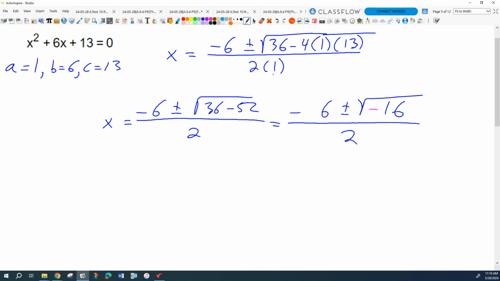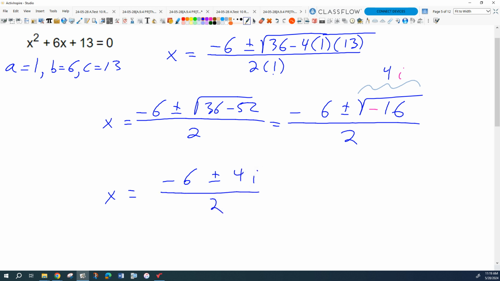Okay, what is the square root of negative 16? 4i, because a negative inside a square root becomes i outside. So that whole thing right here just becomes 4i. So then I end up getting x equals negative 6 plus or minus 4i, all over 2.